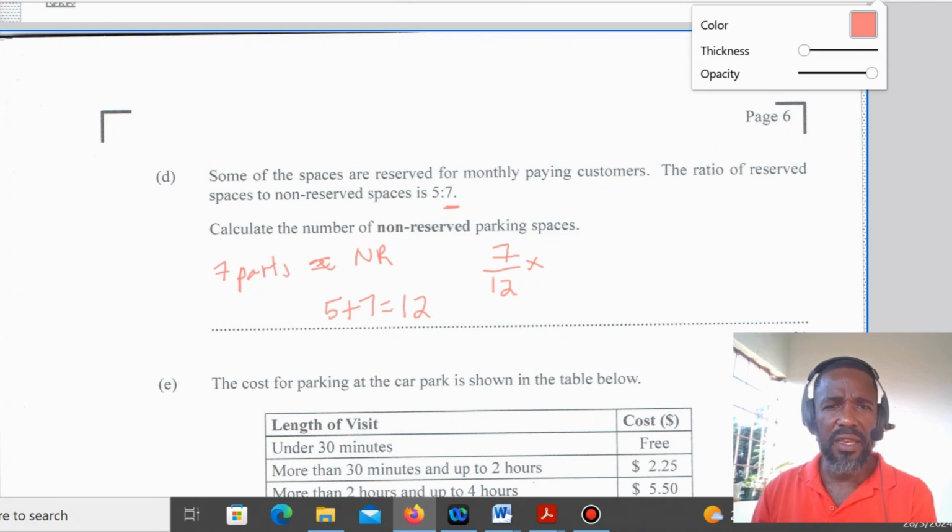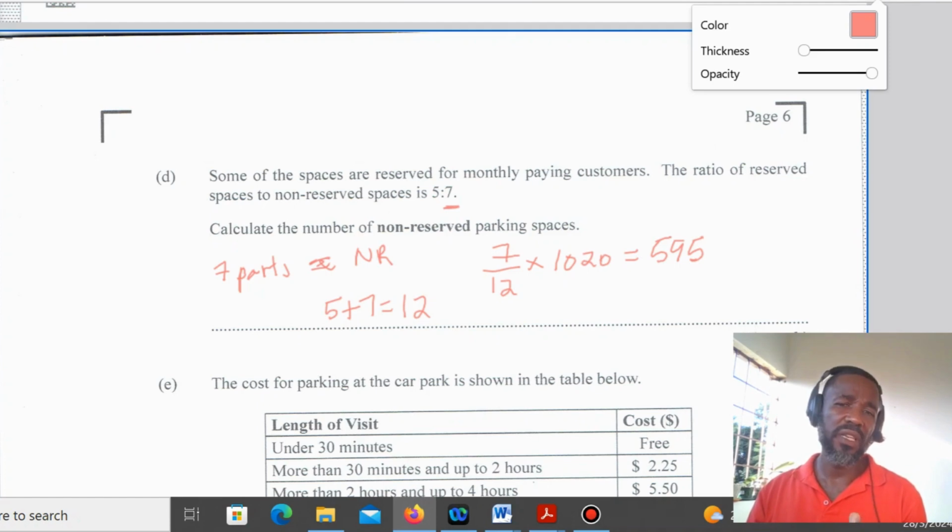multiplied by the number of total parking spaces, which is 1,020. So 7 over 12 of 1,020 gives us 595. Okay, so 595 was the number of spaces that are non-reserved. When you work this on your calculator, you're going to get 594.9 something. But you can't have a fraction of a space. So therefore, you would have to round up to 595. Okay, so that's how you would have got that answer.